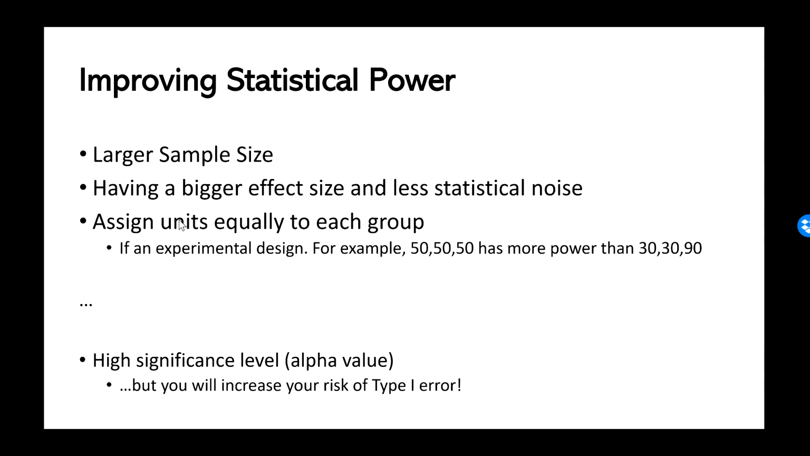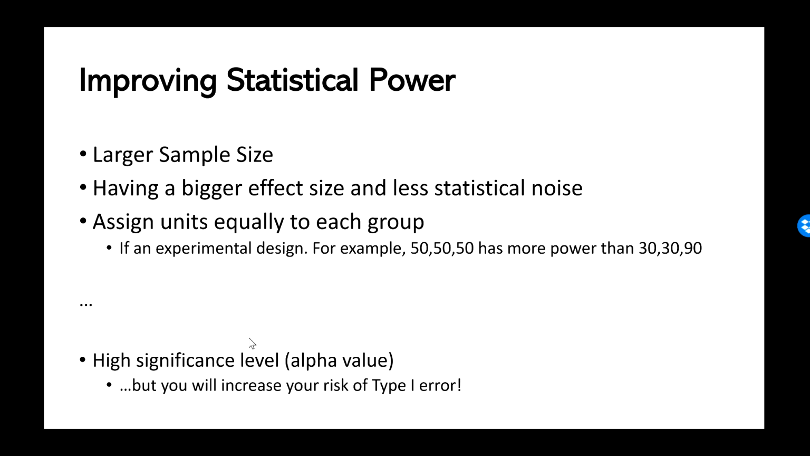If we're doing an experiment, this is a small consideration, but assigning our units equally to each group would improve our statistical power. So for example, since we're talking about ANOVA, if we assign 150 people equally to three groups, 50, 50, 50, that would give us a little bit more power than doing something like 30, 30, 90. If we're doing observational studies, this doesn't matter, but in experiments, assigning people equally to the different groups does give us more power.